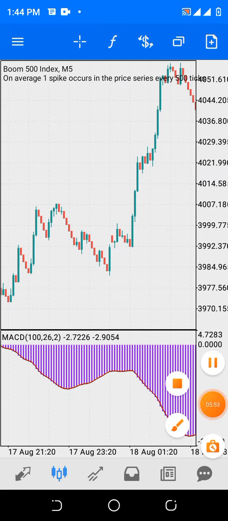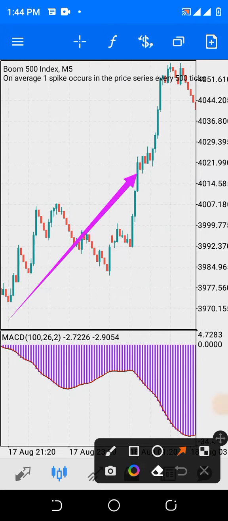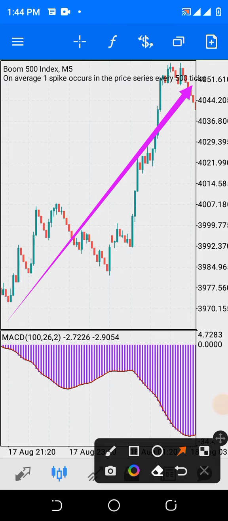You know, this is Boom. So when you make a correct entry on buy, within the space of a few minutes, you are counting in hundreds of dollars or thousands of dollars, depending on your lot size. Do you understand? So this particular strategy pays very, very well. Just apply it and make your own money.